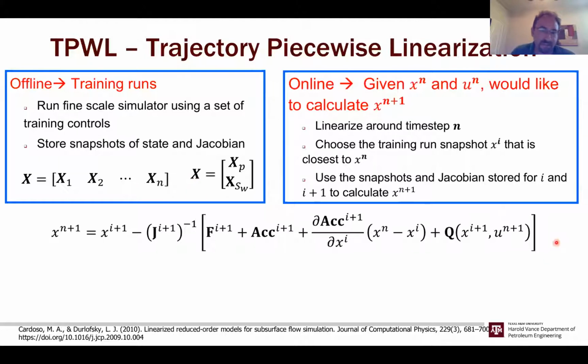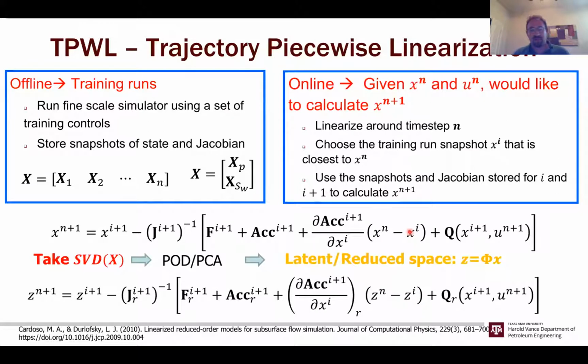People have already done that, but that's still a large-scale problem because all these quantities here, which is the flux, which related to the flux in that PDE, the accumulations and the wells, they're still in the large-scale state, right? We can operate on that by looking at model reduction techniques.